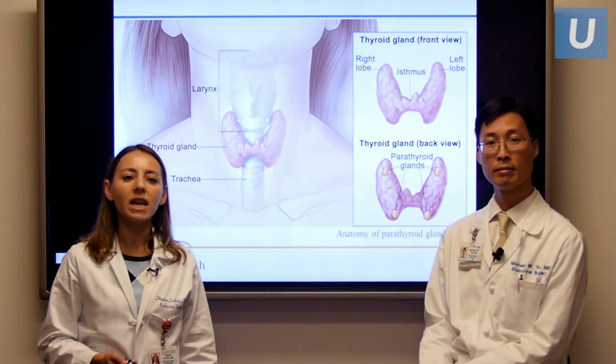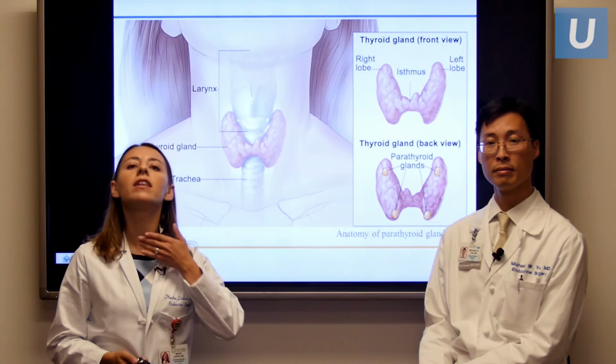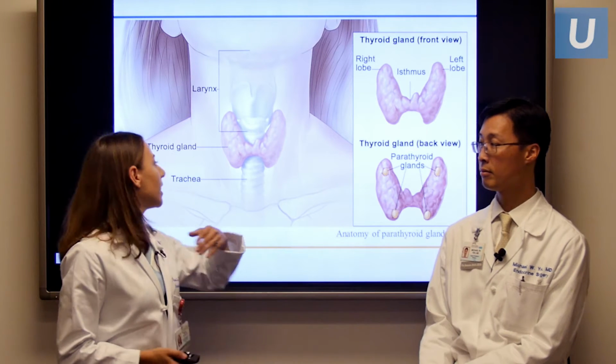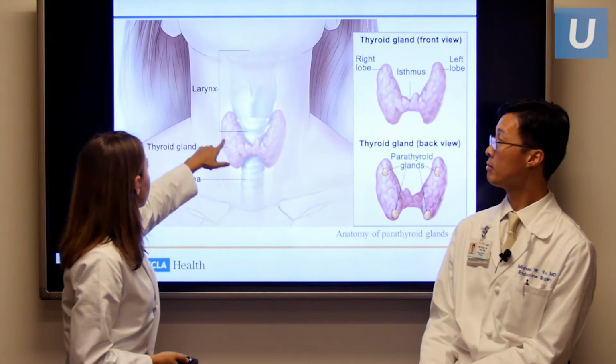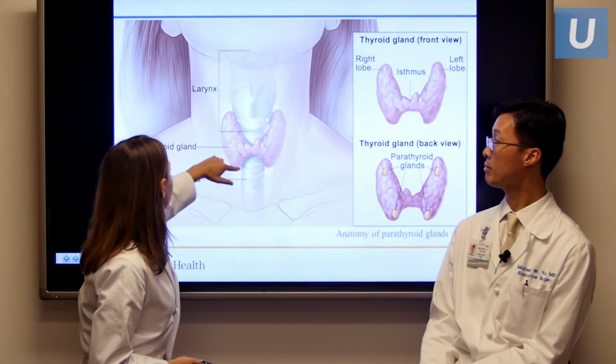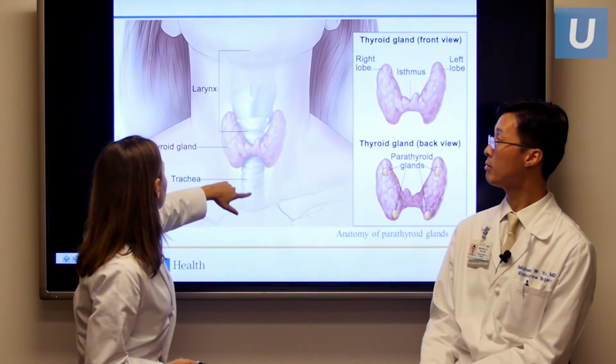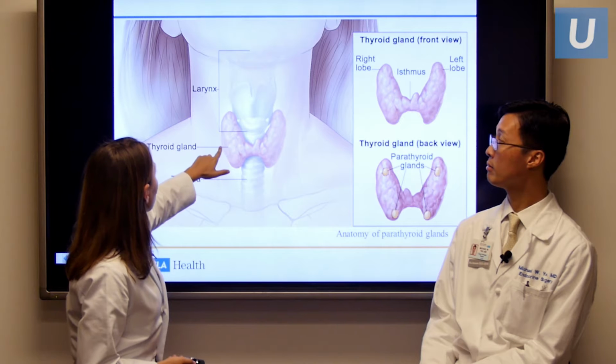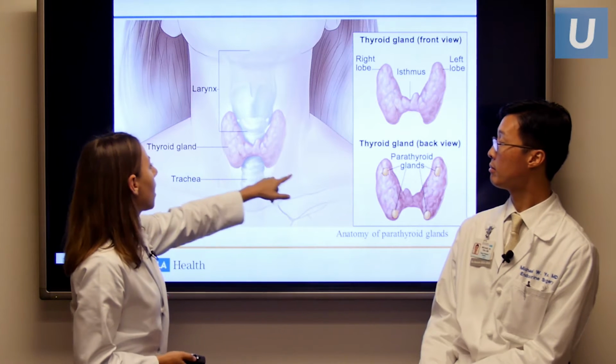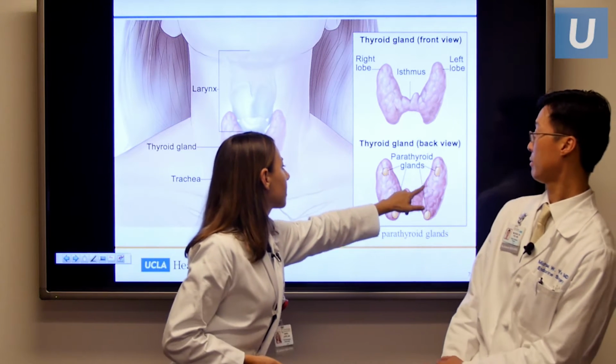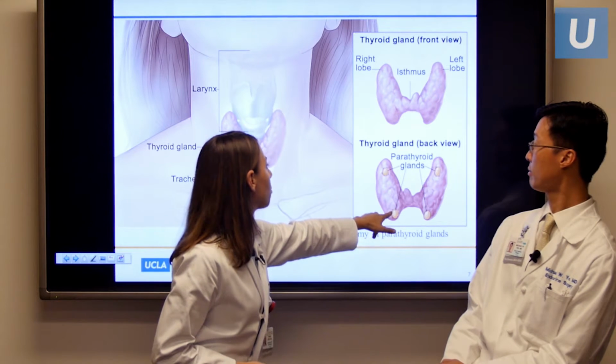So to go over the anatomy a little bit more closely, we're talking about this region here in your neck. If you look at this picture here, this again is the thyroid gland. This is your airway, your windpipe, called the trachea. And then if you look a little closer up, next to the thyroid, are these parathyroid glands. And they're called para because they're close to the thyroid.